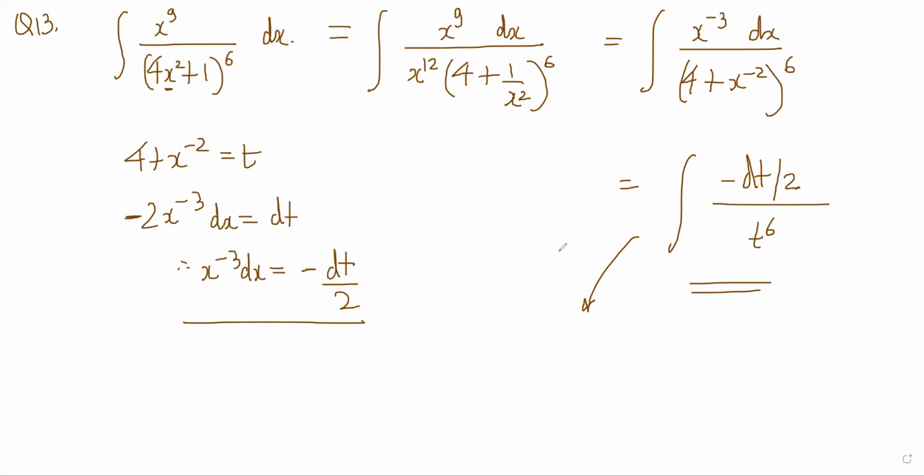Again, the technique here was taking an appropriate power common and trying to get the substitution working. So once you take x^12 out, it becomes 4 plus 1 by x^2, and the differentiation of 1 by x^2 is in the form of x^-3. And that is what we get on top here, right?